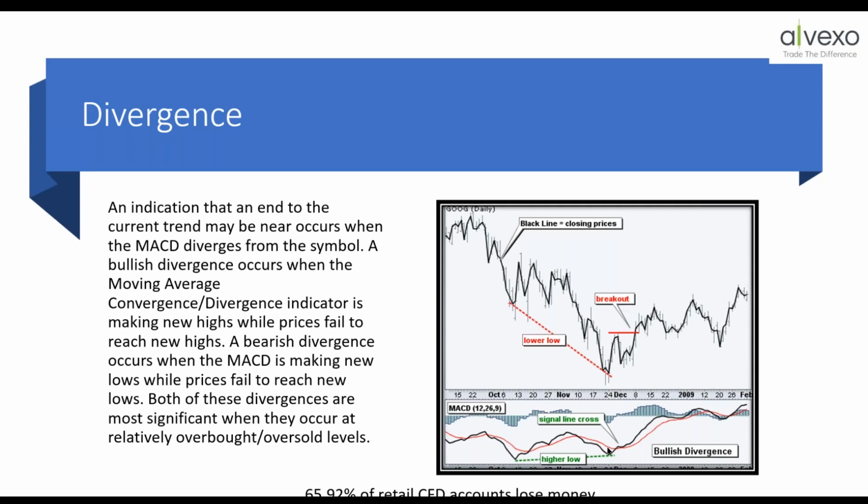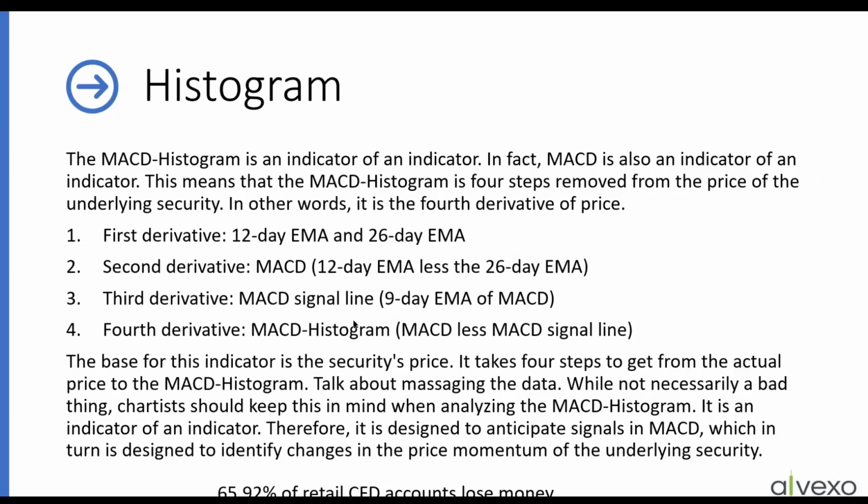because you still have to wait for something important to happen. But people swear by divergence. I just don't. So I have to be honest with you, I'm not an expert at explaining it all to you because I just don't use it for anything. But keep in mind that the MACD histogram is an indicator of an indicator. In fact, MACD is also an indicator of an indicator.